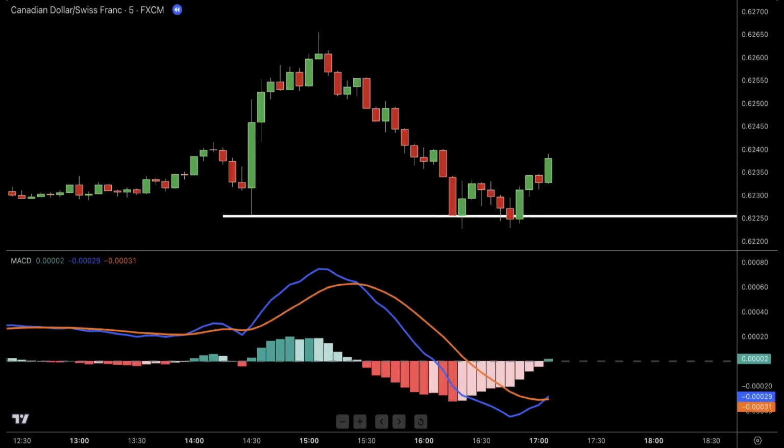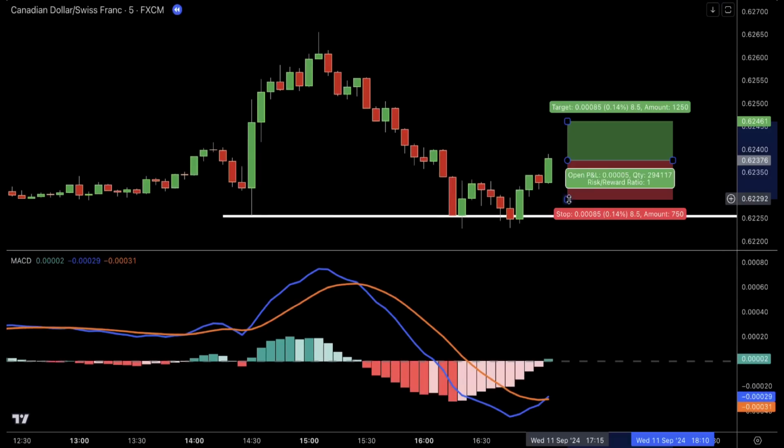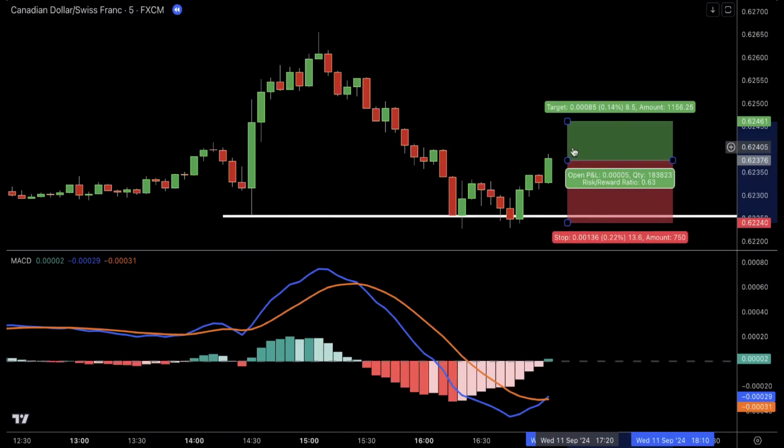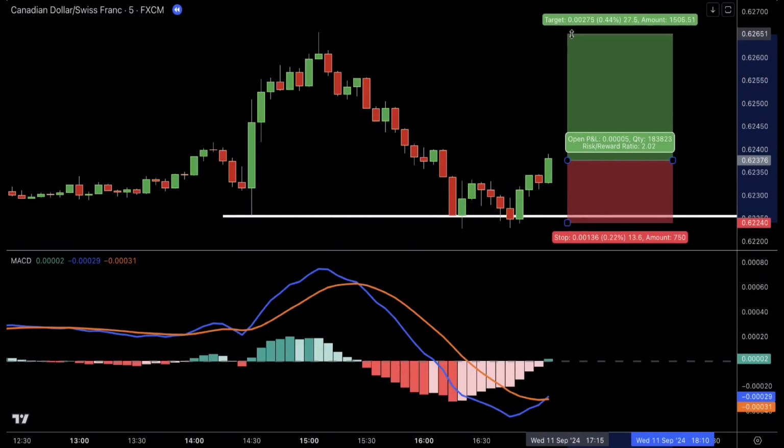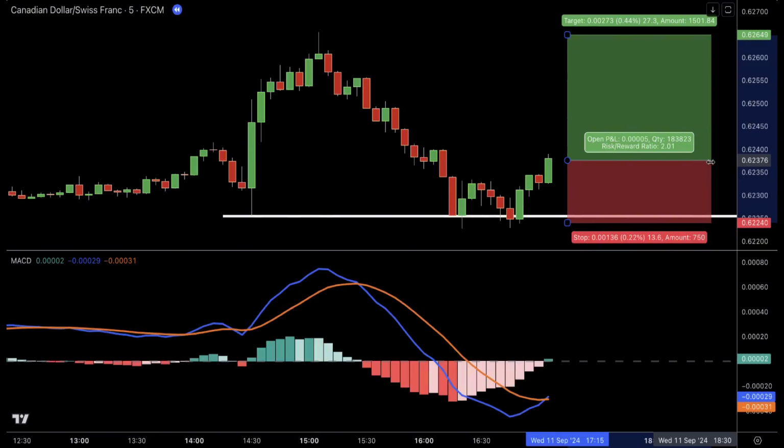Now we're ready to execute the trade. Here's how to set up this trade. Place a buy order at the close of the bullish candle after the liquidity sweep. Set your stop loss just below the support level to protect against unexpected fluctuations. Aim for the next resistance level with a 2-to-1 reward to risk ratio.